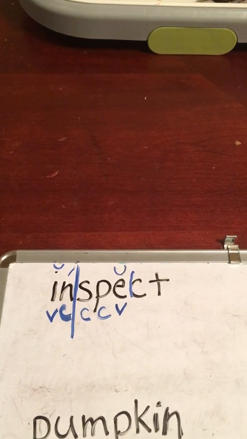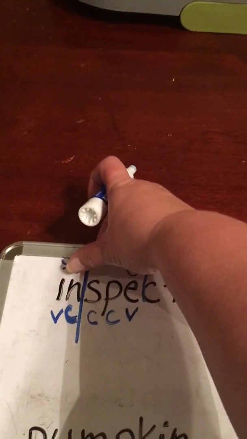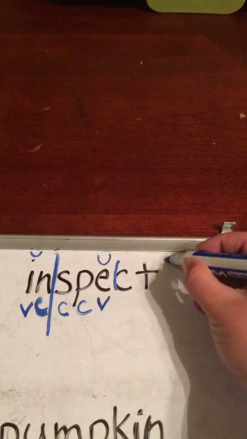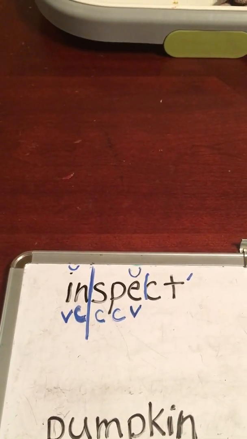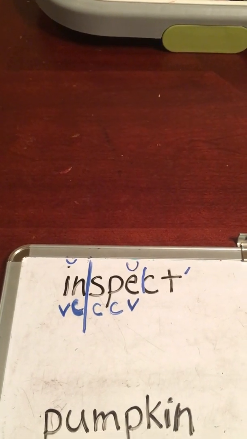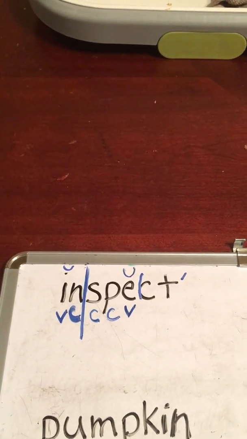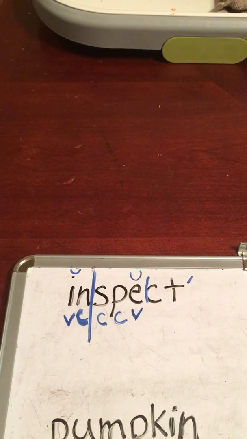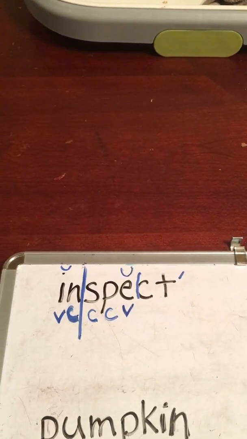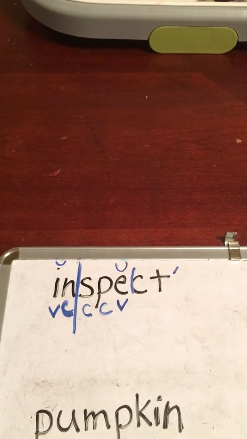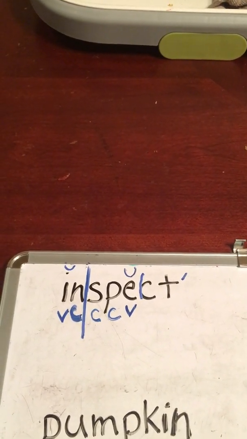So if it doesn't sound right on the first syllable, we need to move the accent to the next syllable. Let me read it with the accent on the second syllable. Inspect. That sounds better. I need to inspect the house. Perfect. I want to try it again with a different word that might be divided in a different spot.